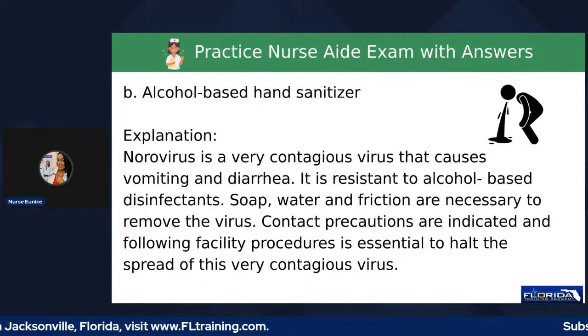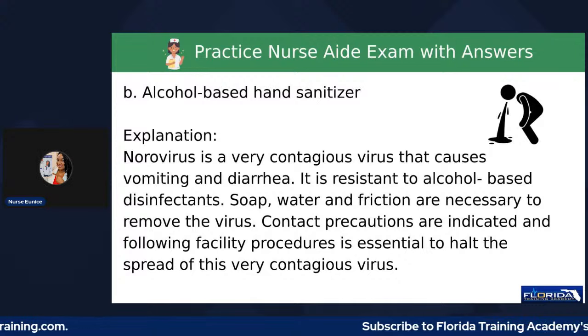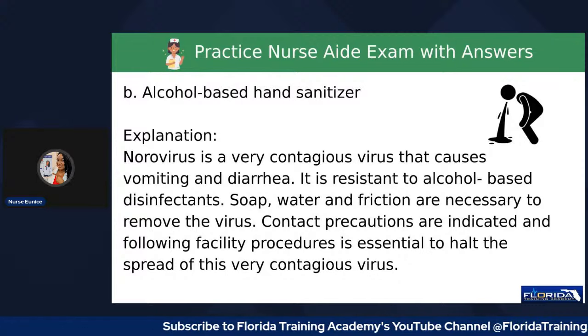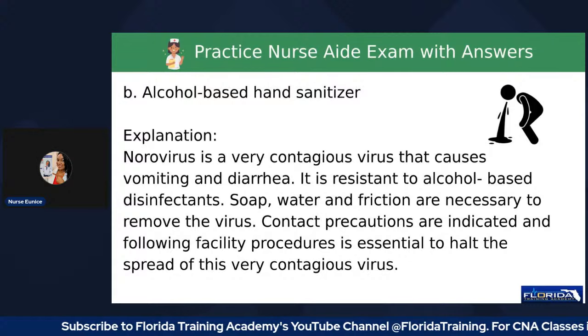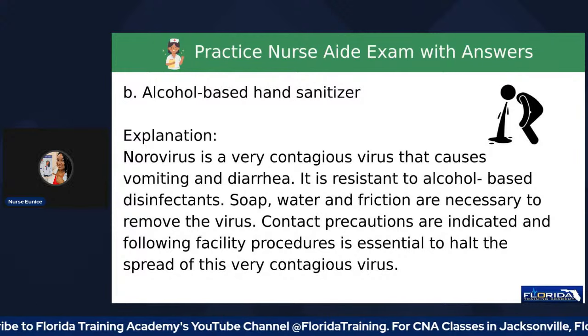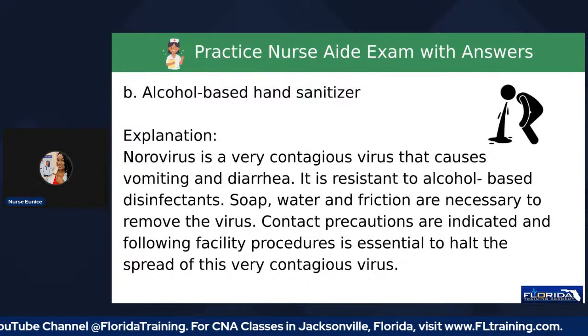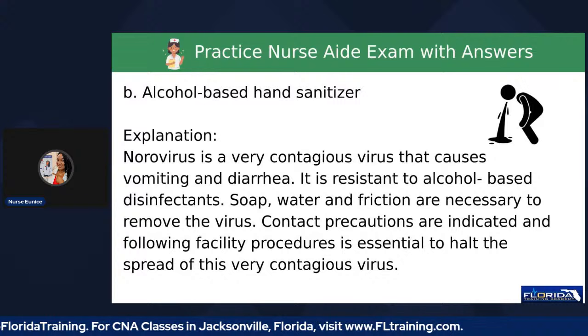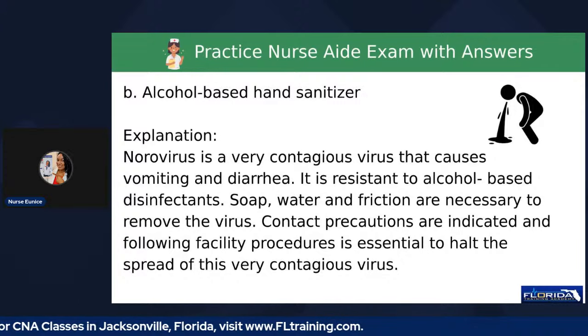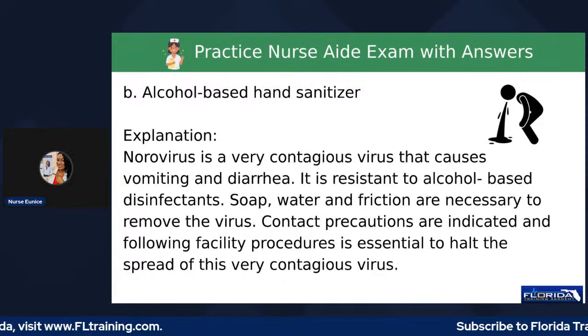And notice I have the image there of someone vomiting because on those cruise ships, when someone has the norovirus, usually it's going to cause vomiting and it's going to cause diarrhea and it is very contagious. And so you have to use soap, water, and friction to remove that virus and contact precautions as indicated. So usually when that breakout happens, they just lock everybody in their room. Sorry, vacation over. So be very careful when you go out on those cruise ships.